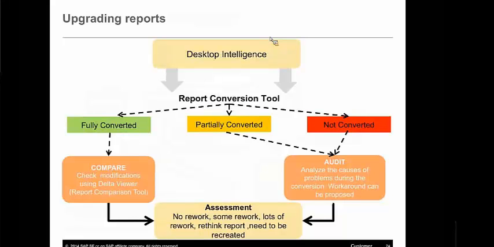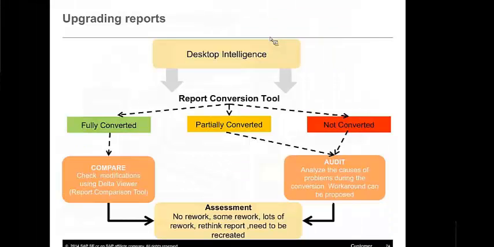The second level that we have is partly converted, and partly converted typically means there is some rework to be done. There are some functionalities available in the Desktop Intelligence report that just cannot be converted straightforwardly into Web Intelligence.